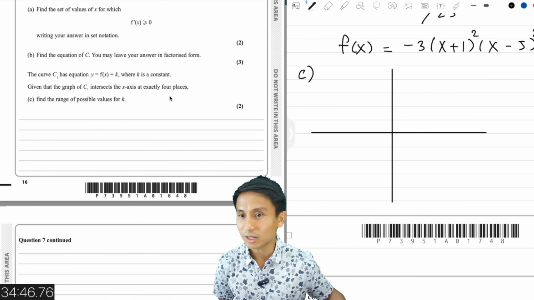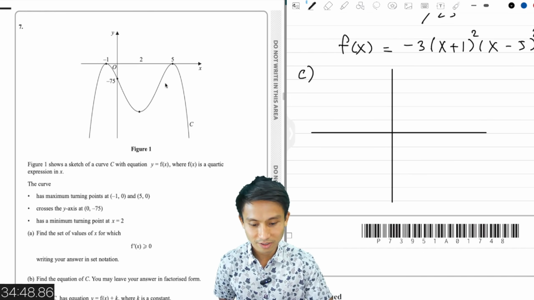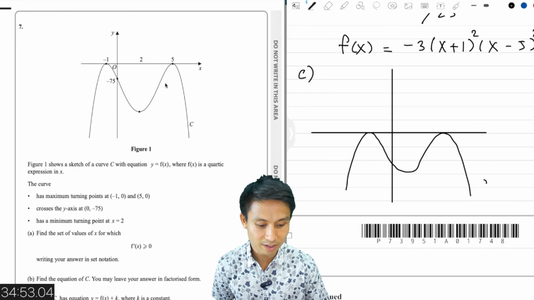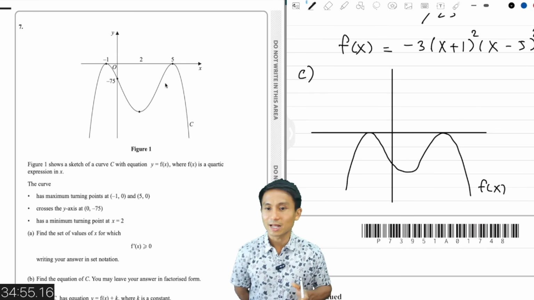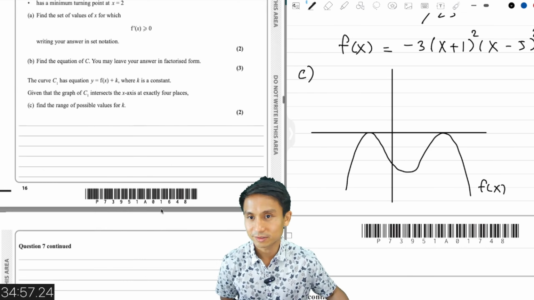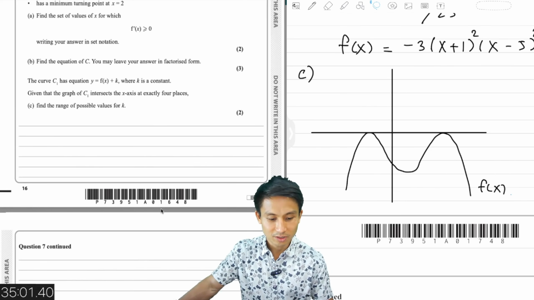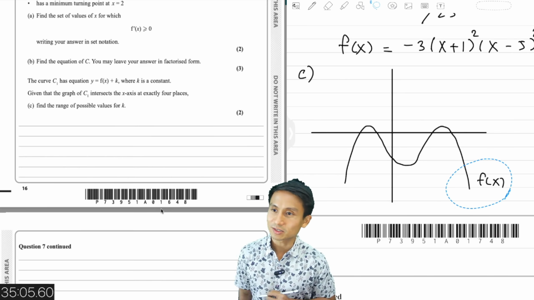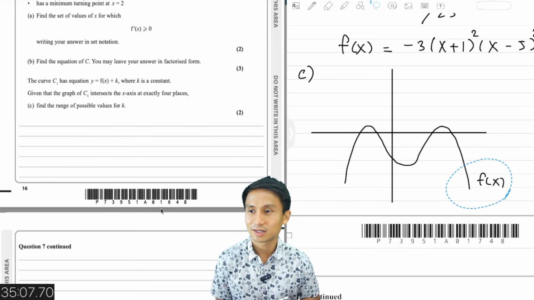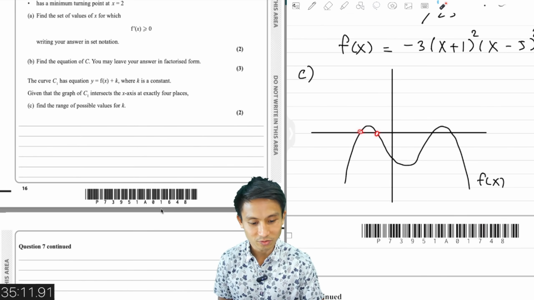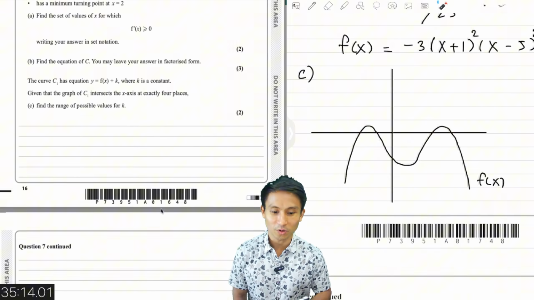So if you only have, let me see the actual graph, okay. If you have something like this, this is the f(x), right? It only cuts the x-axis at 1 point. Yeah, but we want 4 points. So how about we move up? If we move up only slightly, do you see there's already 4 points there? Let's count. 1, 2, 3, 4. That's all we want, 4 points.